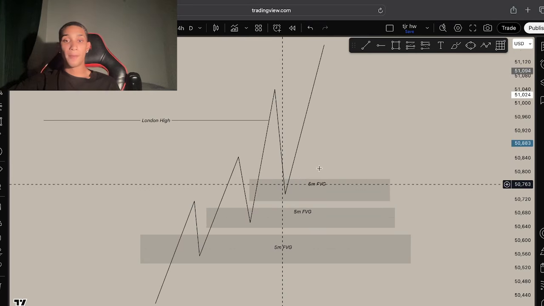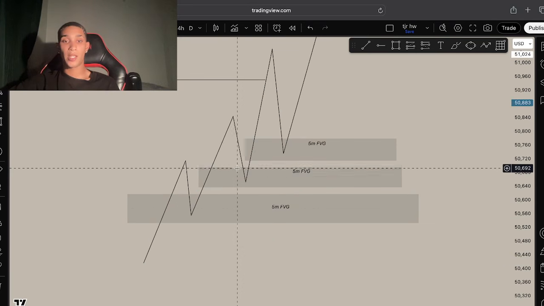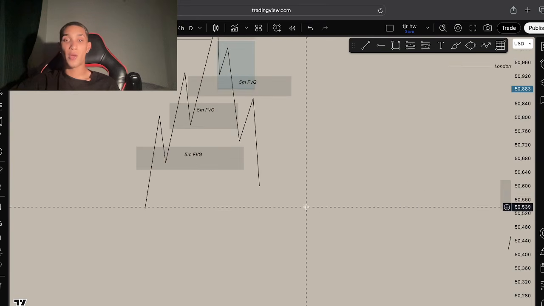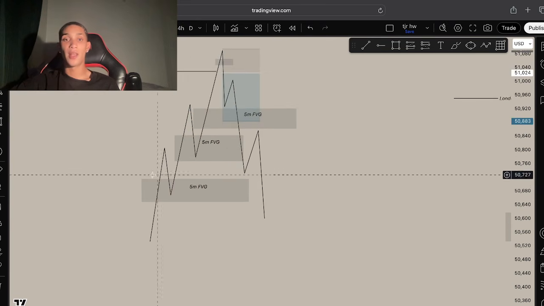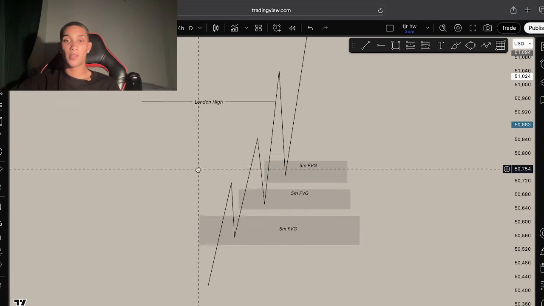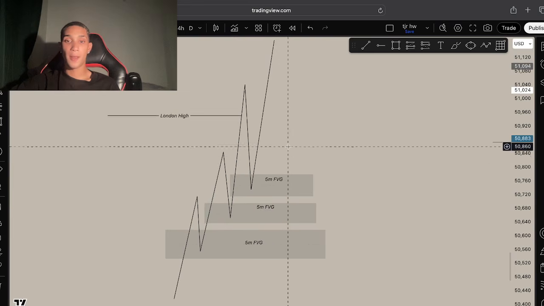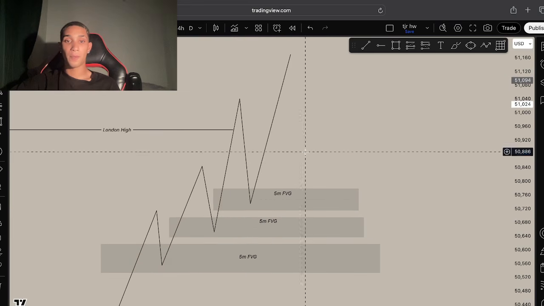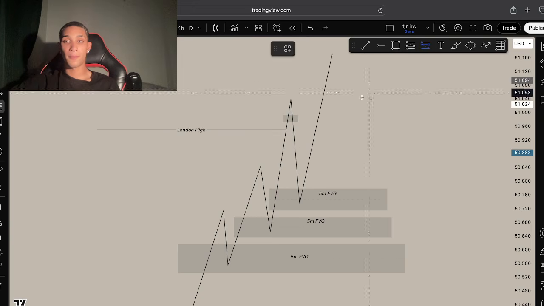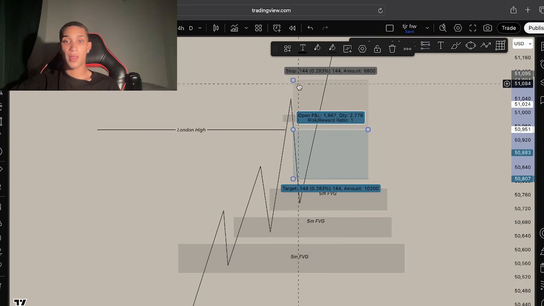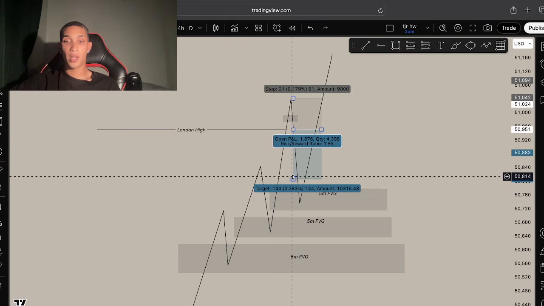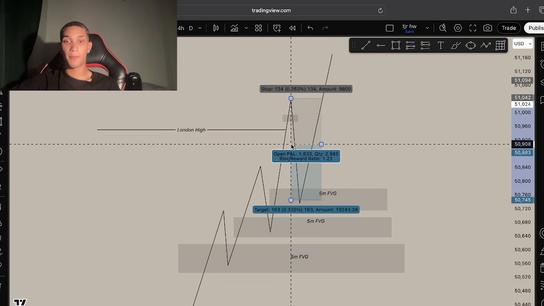Next example here, we have high sweep, 5-minute gap. This part of the trade is not necessary for the trade. It's not like you have to see it respecting gaps. It just makes it easier to see, and obviously it's a good sign. So here we are respecting these 5-minute gaps, and then what happens here? We sweep London high, we inverse, and then we can go short. We now target this 5-minute gap as our take profit.